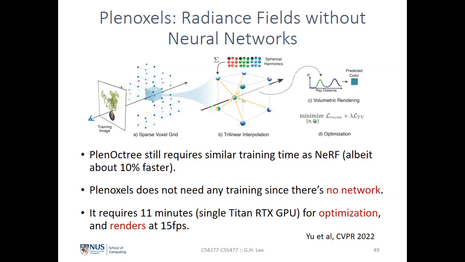what they do here is that they discretize the world into a regular tessellation of boxes. At every corner here, they attach a spherical harmonics, and this spherical harmonics is still dependent on the viewpoint. And then given a training image, although it's called a training image, actually there's no training. It's just an optimization. You don't train any network at all.